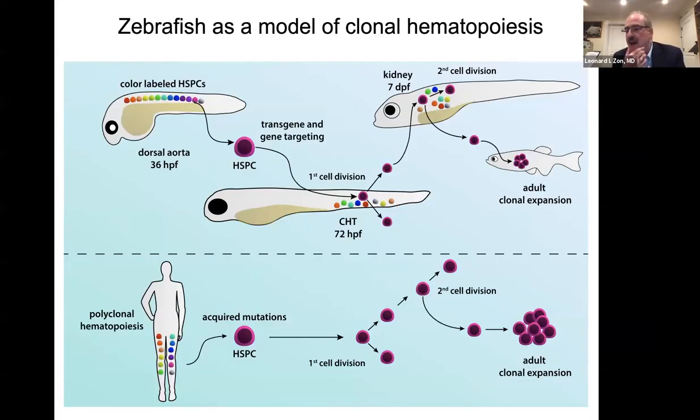And we wanted to model this now to the transformative events that happen as clonal disorders occur. So in humans, you have polyclonal hematopoiesis, multicolored, but you can acquire mutations, and then these mutations will lead to clonal expansion. In the fish, what we have are the ability to change every one of these stem cells into a different color. And then we can target either transgenes or CRISPR and inactivate some of the interesting genes that will ultimately lead to clonal expansion, and thereby modeling the human disease.